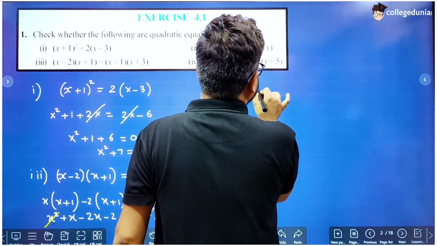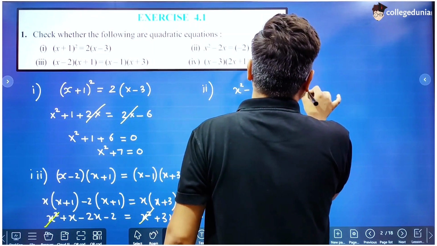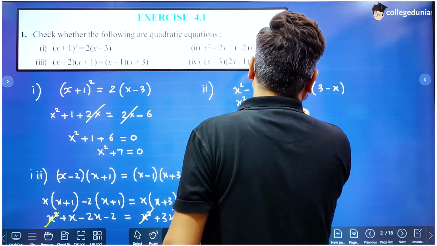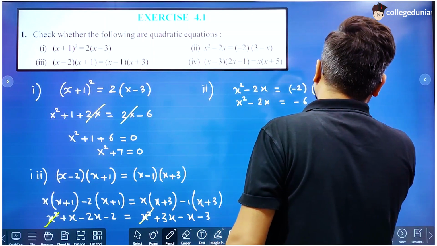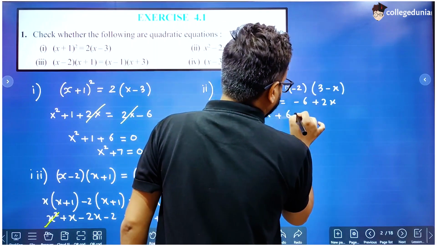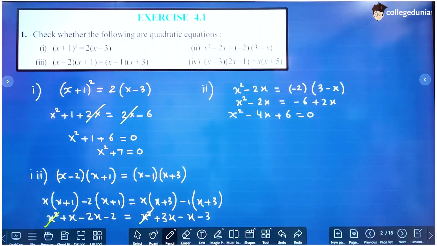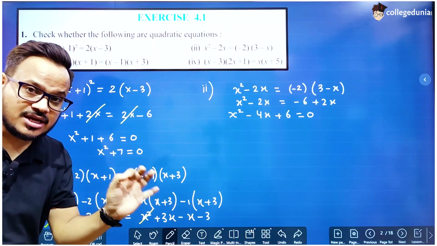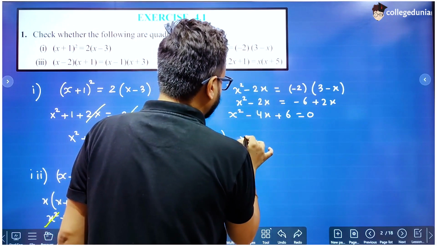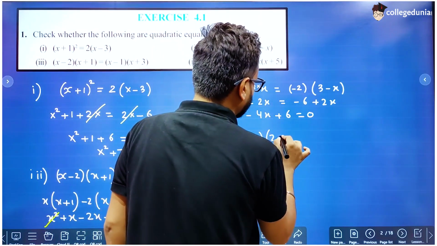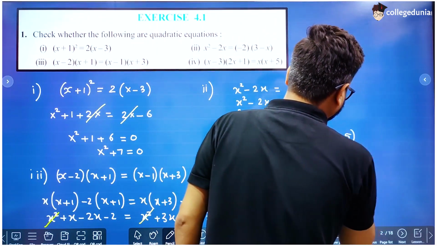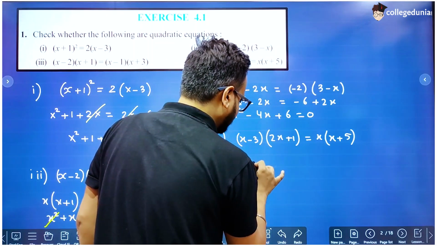x square minus 2x equal to minus 2 into 3 minus x. This is x square minus 2x equal to minus 6 plus 2x, which is obviously coming out to be a quadratic equation because the x square term is there and there is no term whose degree is more than 2. And let's do one more part, then we will move ahead. So let's multiply this.